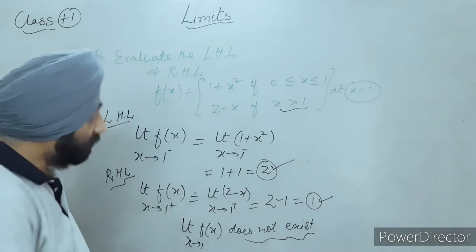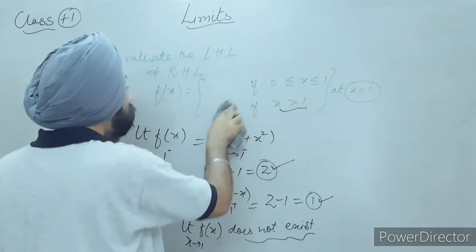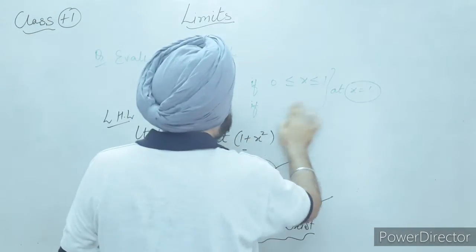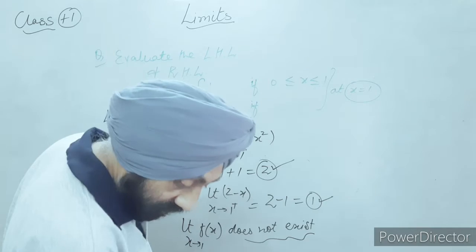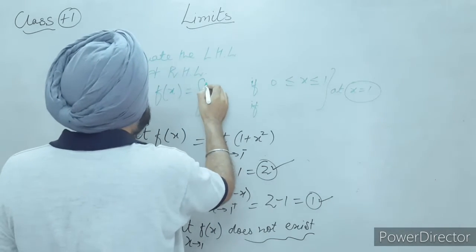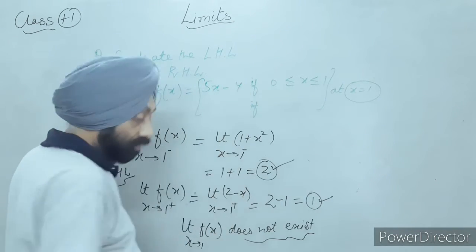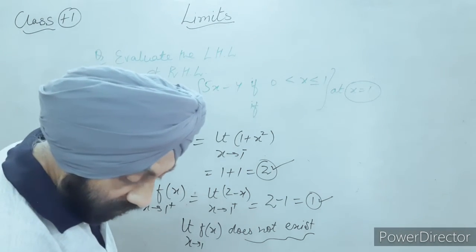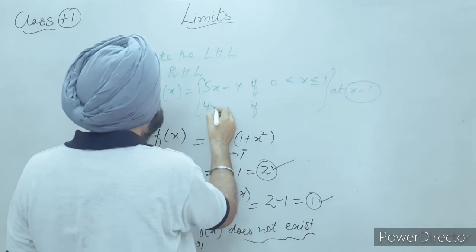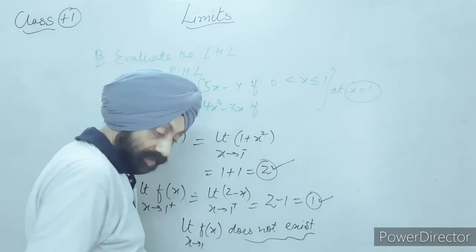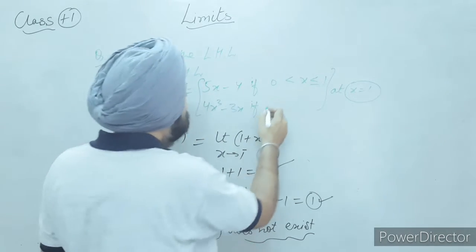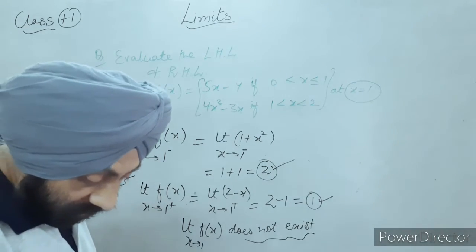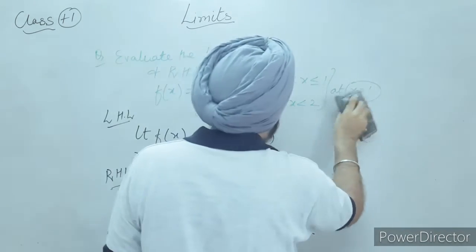One more question. f(x) equals, I will change this value. f(x) equals 5x minus 4 if 0 is less than x less than or equal to 1, and 4x cubed minus 3x if 1 is less than x less than 2, and show that the limit of f(x) as x approaches 1 exists.